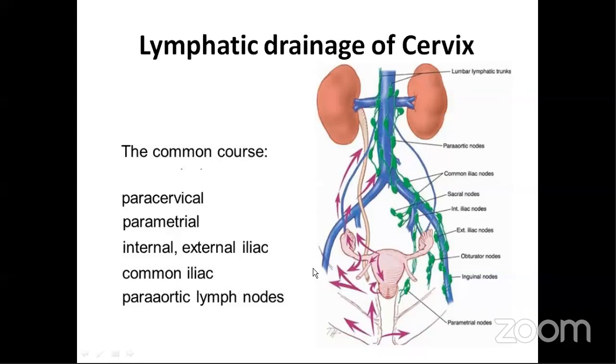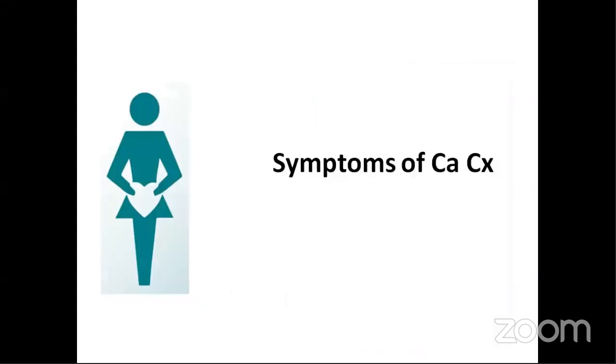During examination of a suspected case of carcinoma cervix, you need to look for lymph node enlargement, especially the superficial ones which can be made out, like inguinal lymph nodes, and then definitely the supraclavicular lymph nodes you need to look for. Next, what are the symptoms of carcinoma cervix?